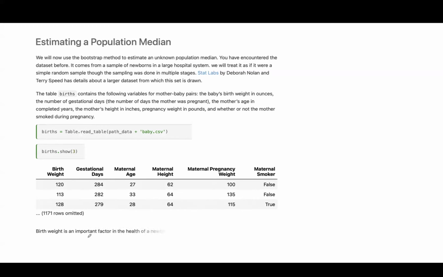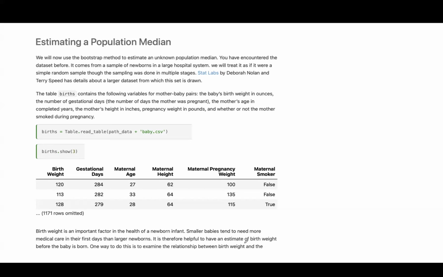Birth weight is an important factor in the health of a newborn infant. Smaller babies tend to need more medical care in their first days than larger newborns. So it's going to be helpful to have an estimate of birth weight before the baby is born. One way to do this is to examine the relationship between birth weight and the number of days that the mother was pregnant.